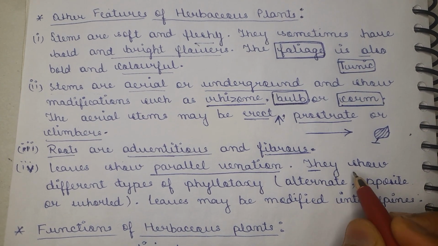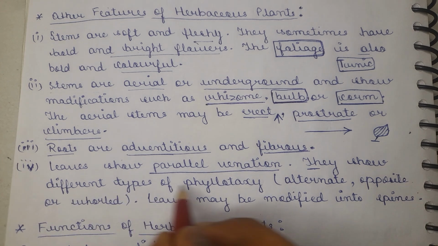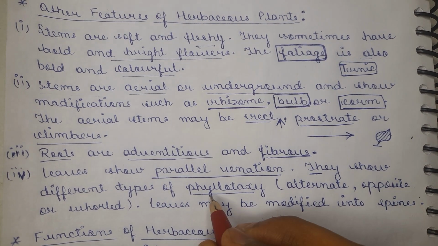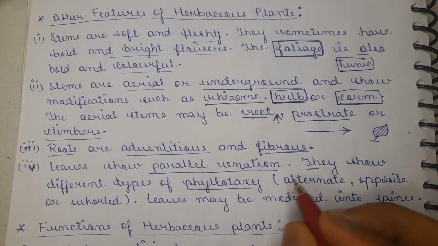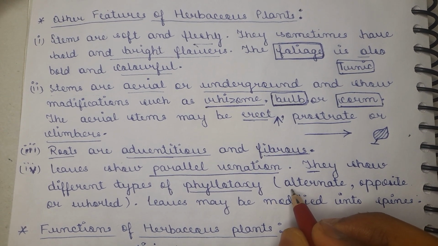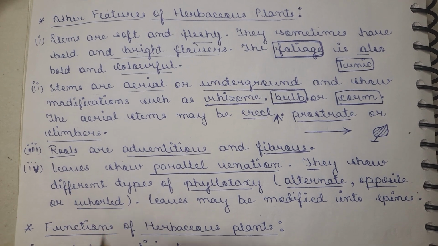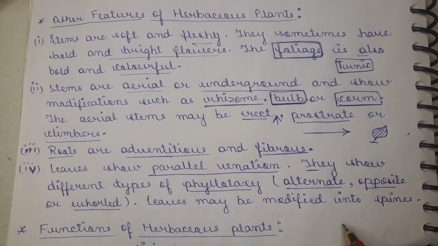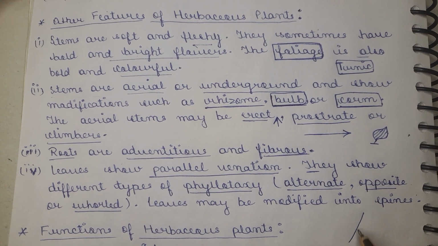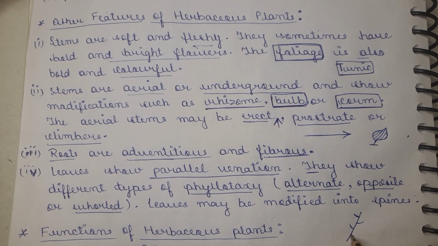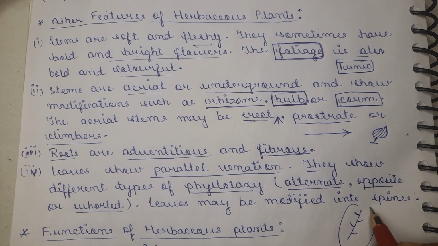And they may show different types of phyllotaxy. Phyllotaxies are basically the arrangement of leaves. The arrangement of leaves is basically in the form of alternate, opposite, or whorled. Alternates are basically like this. If this is a stem, the leaves will grow from one here, the second one is here, the third one is here, and the fourth one is here. This is the alternate leaves.